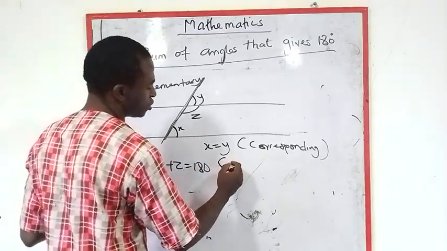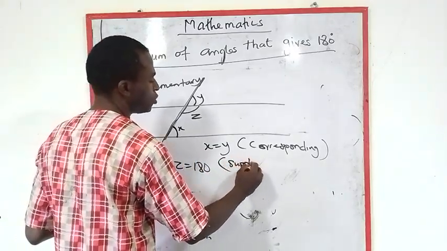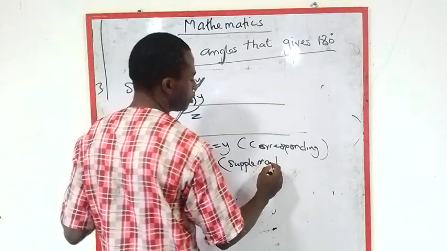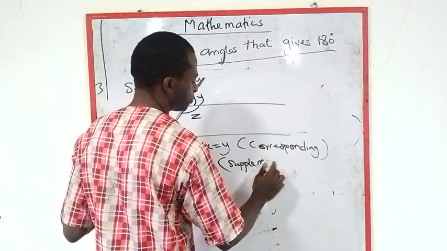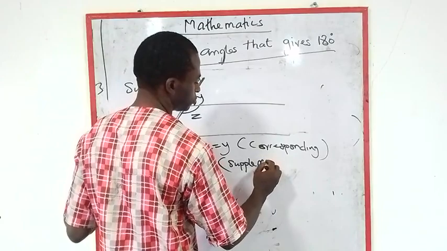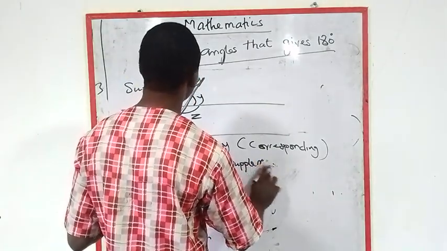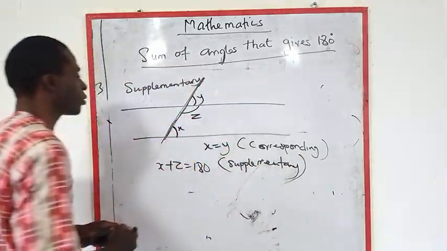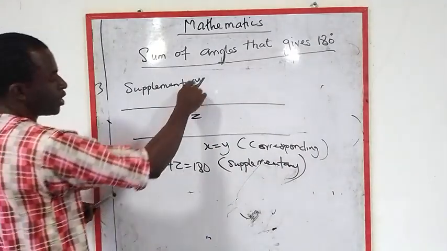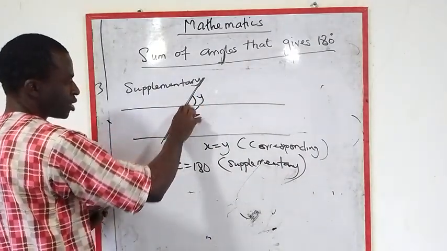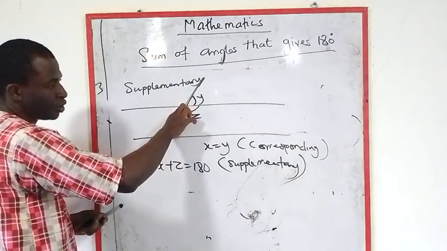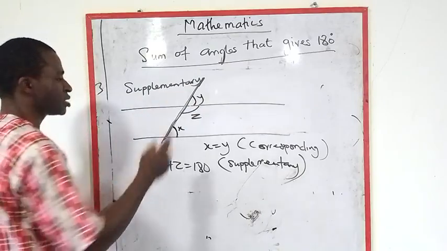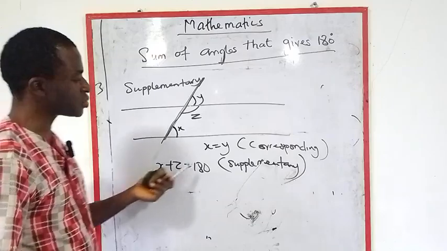So you must give your reason. Your reason is what? They are supplementary angles. You are going to see that your reason is that they are supplementary angles. We have both of them along the transversal and they are inside the parallel lines along the transversal. We talked about this in our previous video.